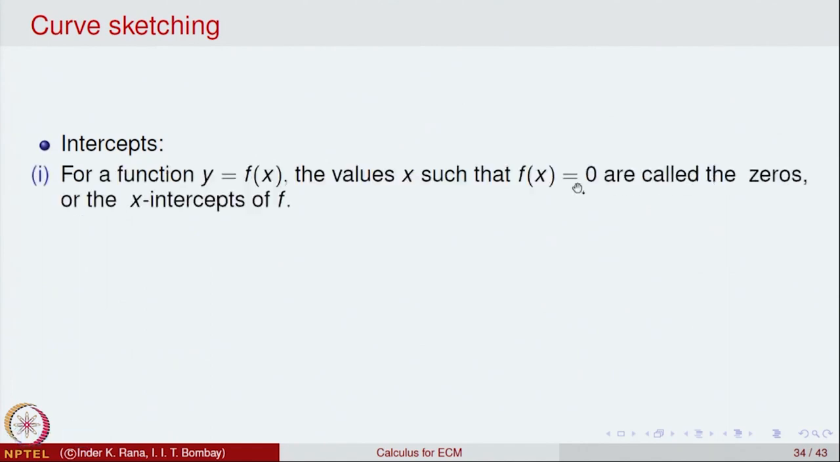Next is what is called the intercepts. So, where does the graph cut the y axis and the x axis?